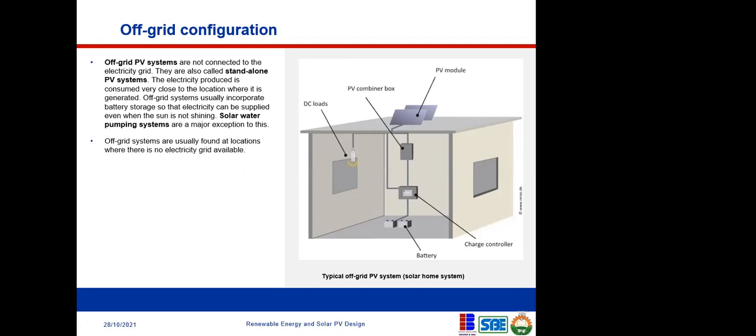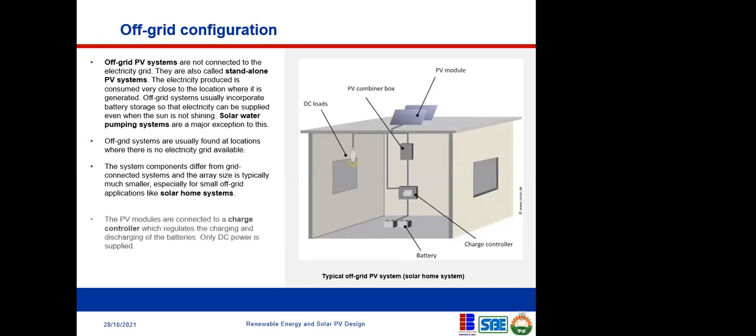Off-grid systems are usually found at locations where there is no electricity grid available, like rural communities. The system components differ from a grid-connected system, and the array size is typically much smaller, especially for small off-grid applications like the solar home system. The common example that comes to mind is this yellow box. These are typical off-grid applications, right?